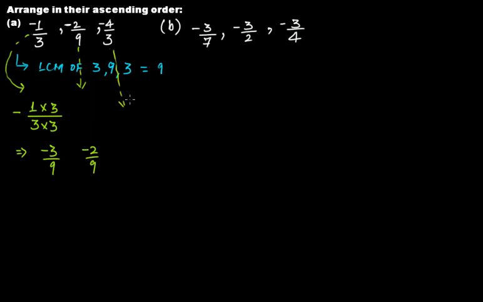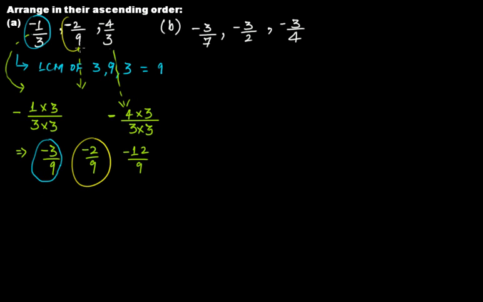In this case, this is minus 4 over 3. What number should we multiply 3 with to make the denominator 9? Clearly 3 times 3, and minus sign here. This is 4 times 3. You get minus 12 over 9. So minus 3 over 9 is an equivalent rational number of this one. And we haven't changed anything in this case, so it's equal to this only. And here minus 12 over 9 is an equivalent rational number of minus 4 over 3.